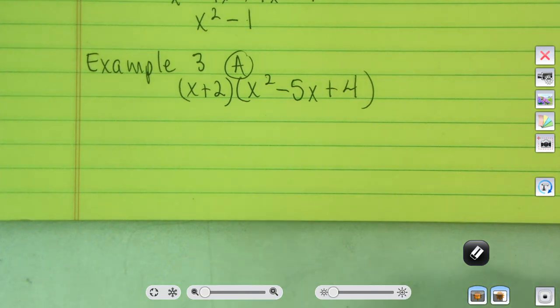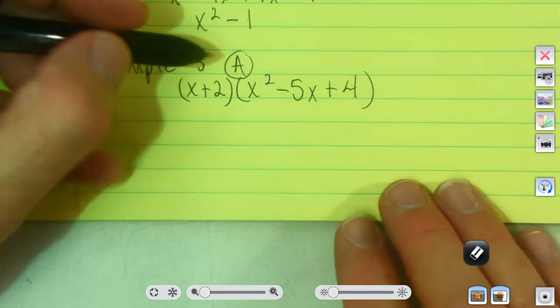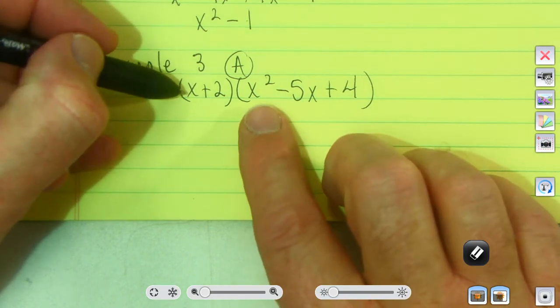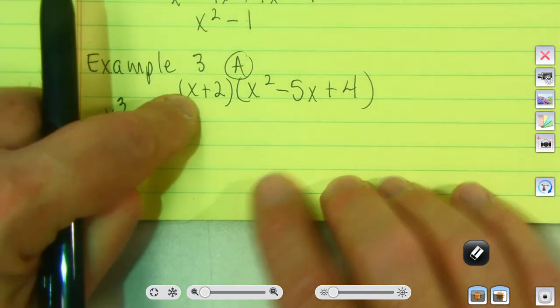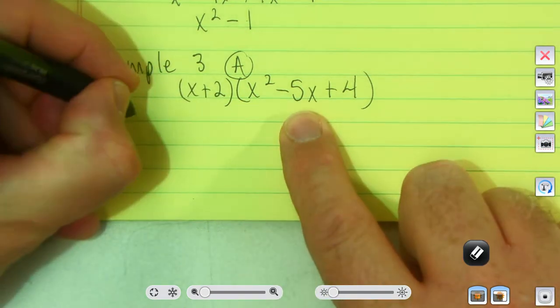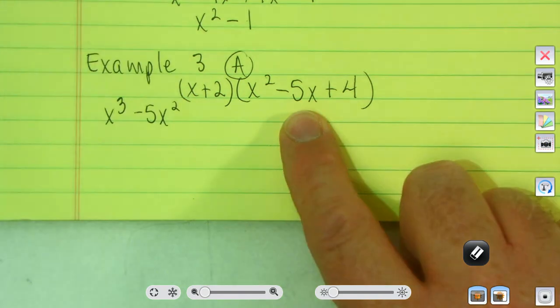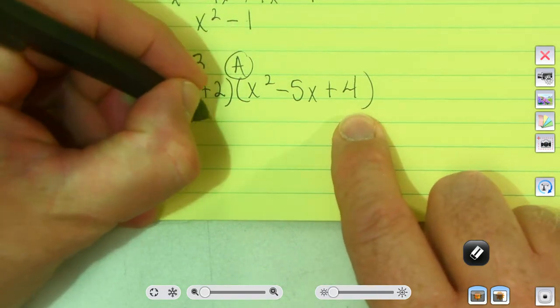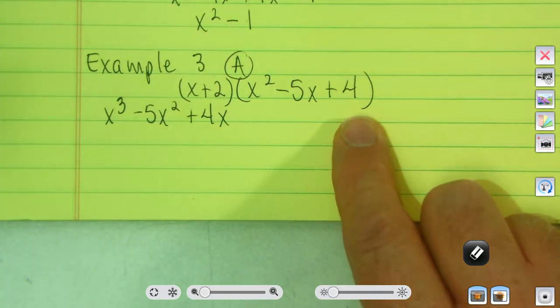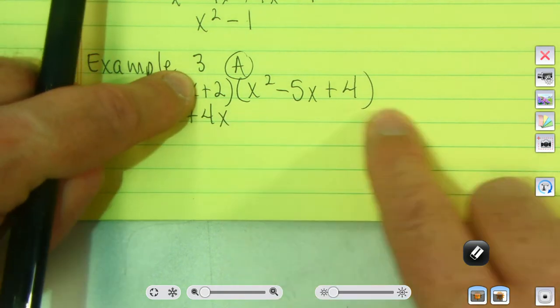There's nothing different here except now we're multiplying a binomial times a trinomial. So we'll distribute through 3 times when we use the first term and 3 times with the second term. So check it out. It's going to be x times x squared, which is x to the third. Then x times negative 5x, which would be negative 5x squared. And then x times 4, which will be 4x. All right, so we multiplied x times everything in the trinomial.